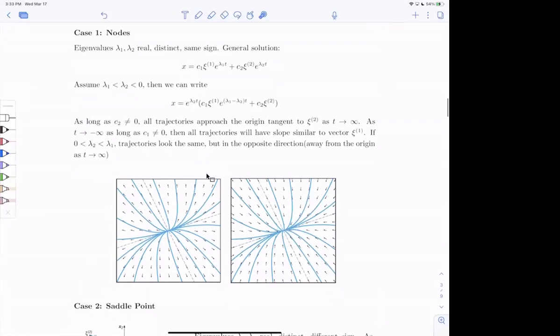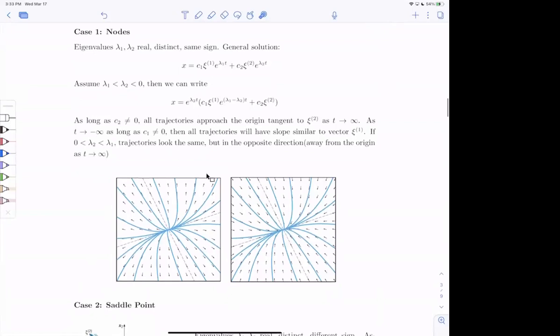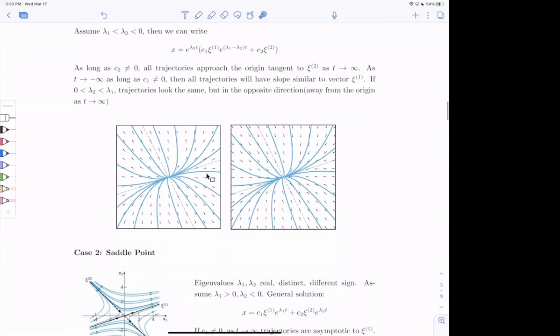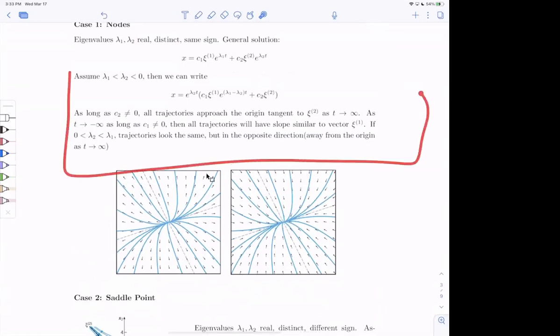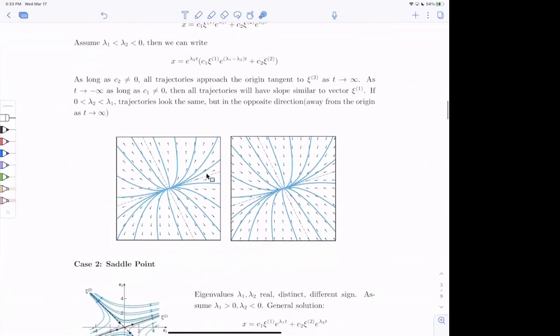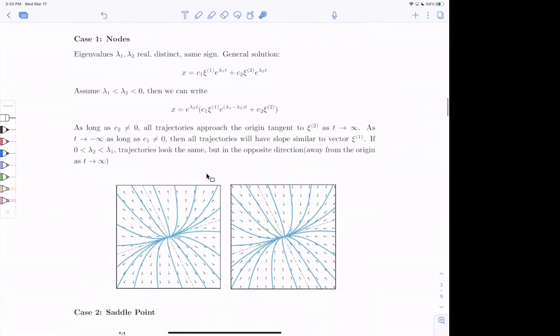The first one is called nodes, where your eigenvalues are real, distinct, and have the same sign, and this is the general solution. You can read all those in your own time; I'm not going to repeat them. If you look at those two graphs, those two are nodes, okay?